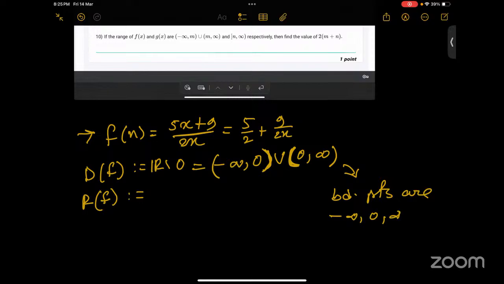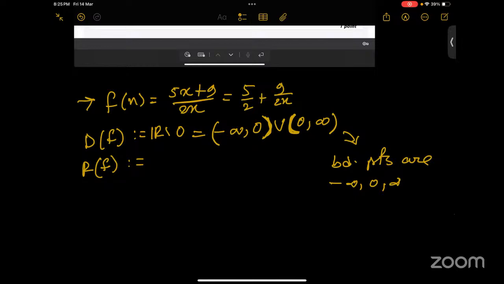Boundary points are simply the points which are in the boundary. So here the boundary points are minus infinity, 0 and infinity. To calculate the range, we will check the functional value at the boundary points. So when x is tending to minus infinity, what is f(x)?